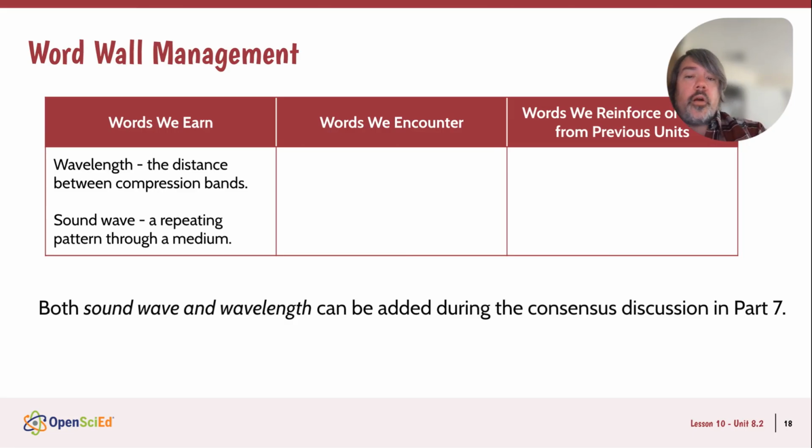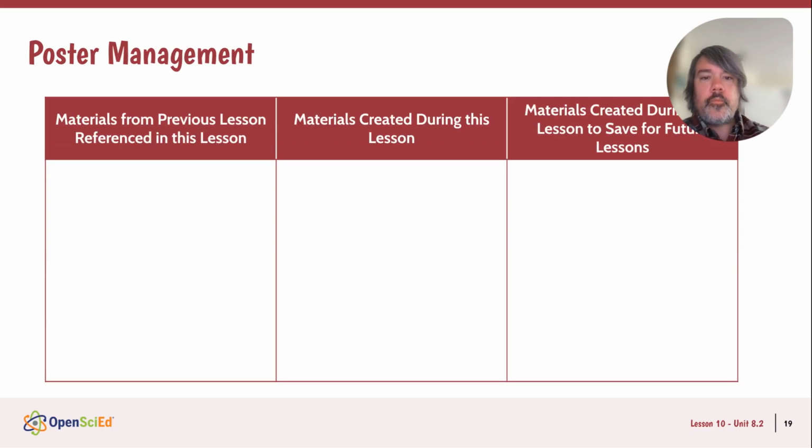Okay, 2 new words that you're going to add in this lesson. The first is wavelength. So we introduced the idea of this measurement of distance between the compression bands. So with high frequency, you're going to have shorter wavelength, and lower frequency is going to have a much bigger wavelength. And then we finally get to name sound wave. This is the first time we actually get to see it, name what it is. And so both of these we're going to add to the word wall during the consensus discussion in part 7. No new posters, no callbacks to old posters in this lesson. So nothing you need to worry about there.